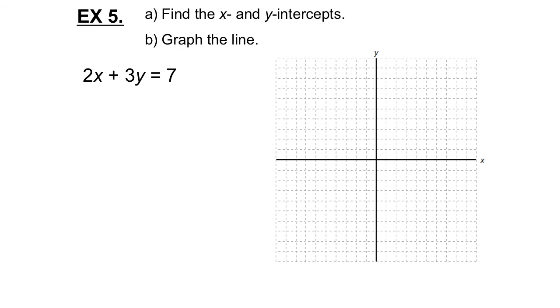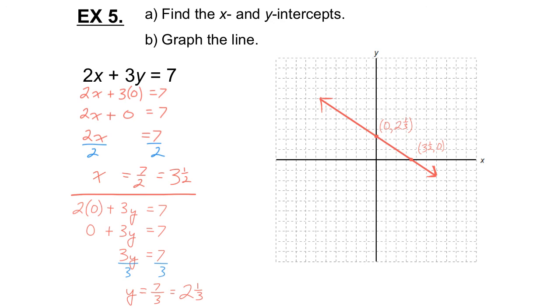For this last example, why don't you pause the video and try to figure out the x and y intercepts, then graph the line, and then check back here to see how you did. So here you go. When y is 0, x is 3.5, so that's our x-intercept. When x is 0, y is 2 1/3, so that's our y-intercept. Connect the 2 dots with a line, and there you have it.